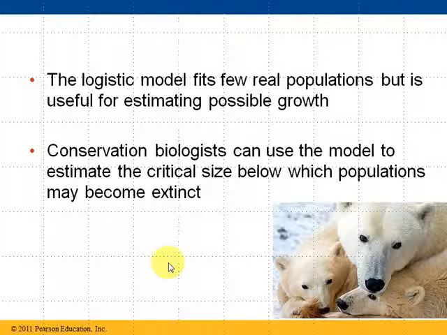But particularly the logistic model is useful for estimating possible growth and for looking at things like endangered species and the like, and for estimating how that population is going to change over time. So conservation biologists can use this, for example, to estimate the critical size below which populations may become extinct. So for example, when we talk about the polar bears and how the population of polar bears has steadily declined in the last, say, 50 years, well, they're eventually going to get to a point where it will be almost impossible for that species to recover.